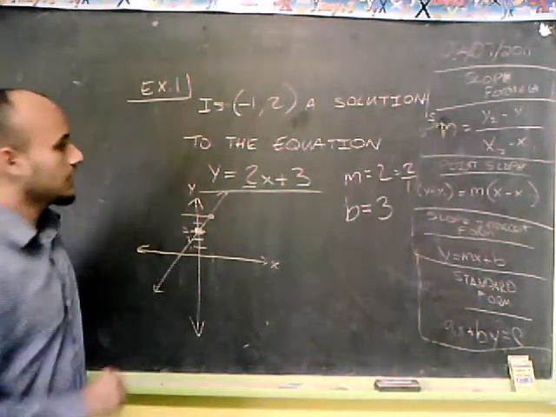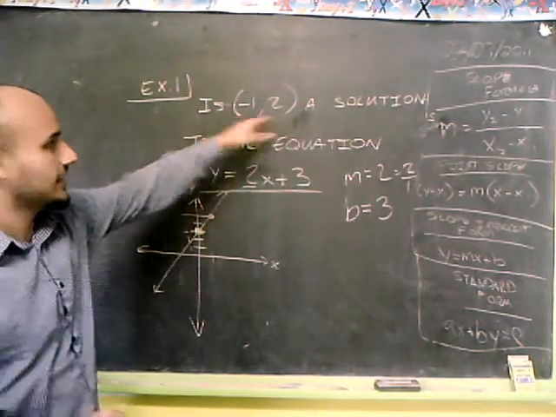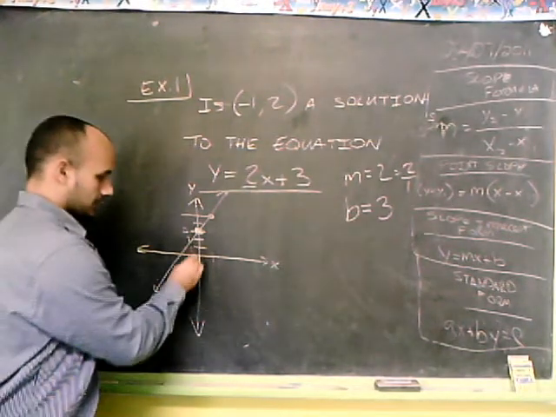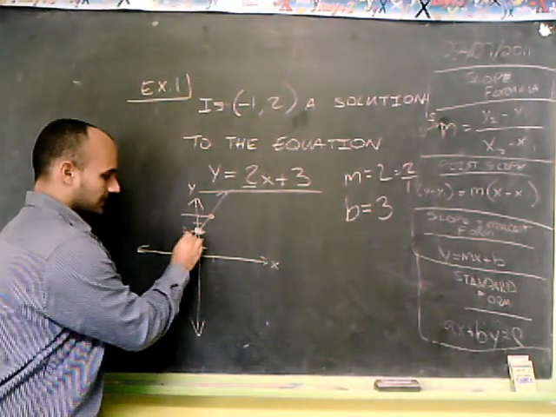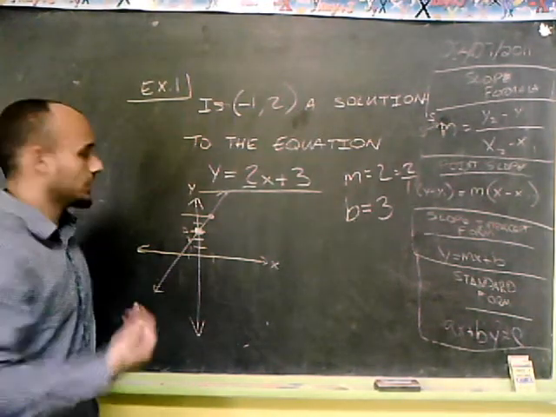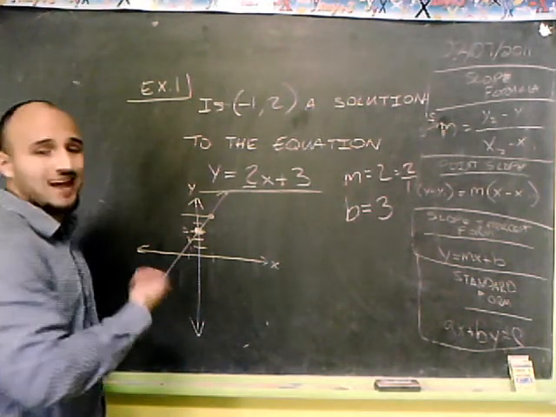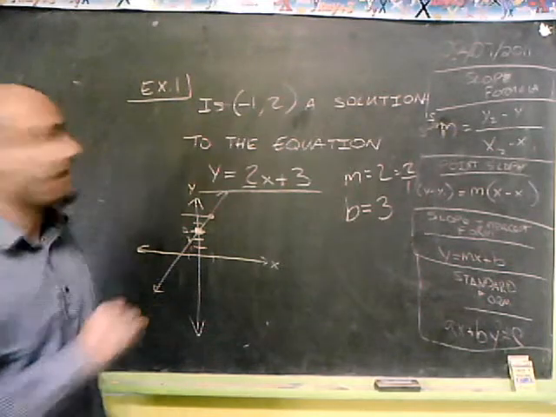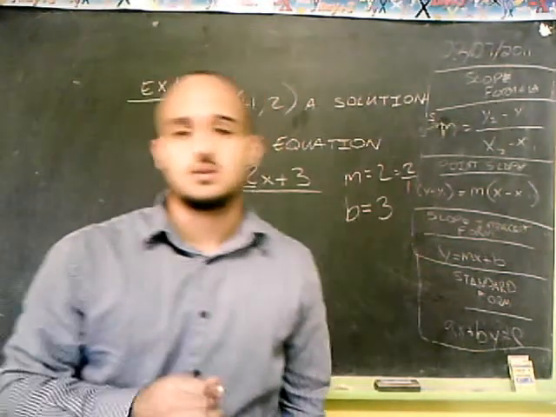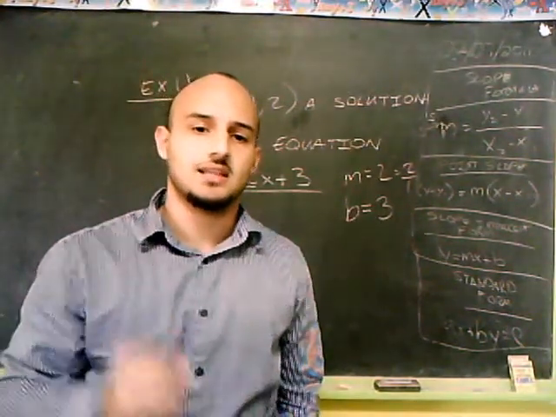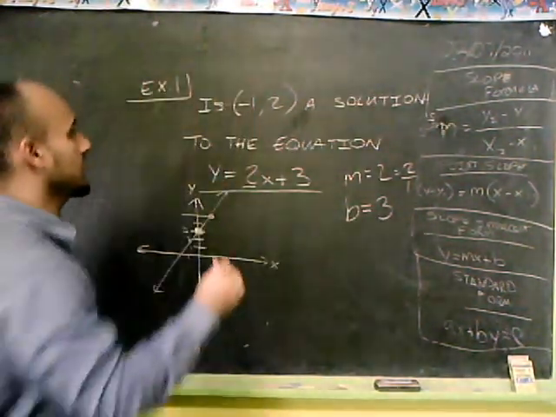We can go ahead and look at the question. It says, is negative 1 comma 2 a solution to this problem? Well, let's go to negative 1 comma 2. Is it a solution? It looks like it, but our graph could be off. So we're going to go ahead and check it algebraically. All you're going to do is plug in the values negative 1 and 2 for the x and the y inside that linear equation.